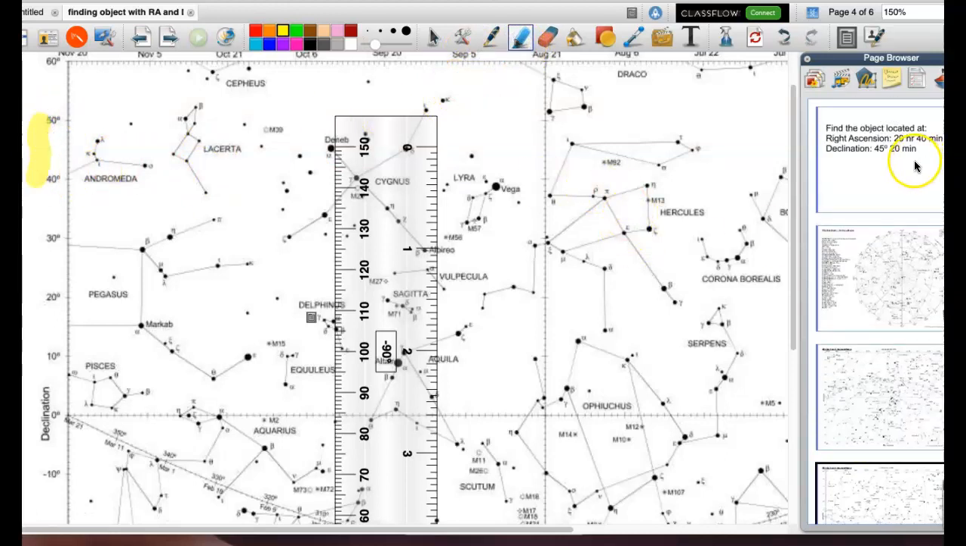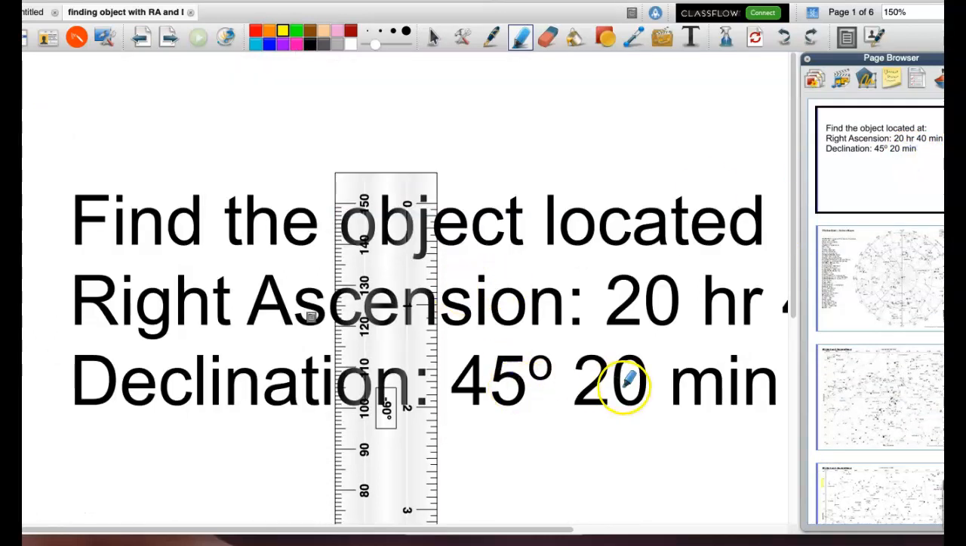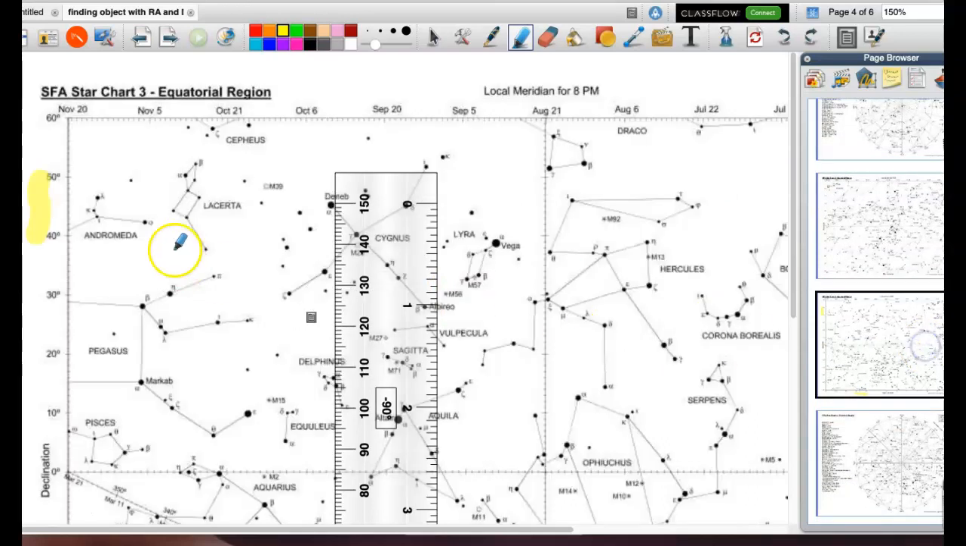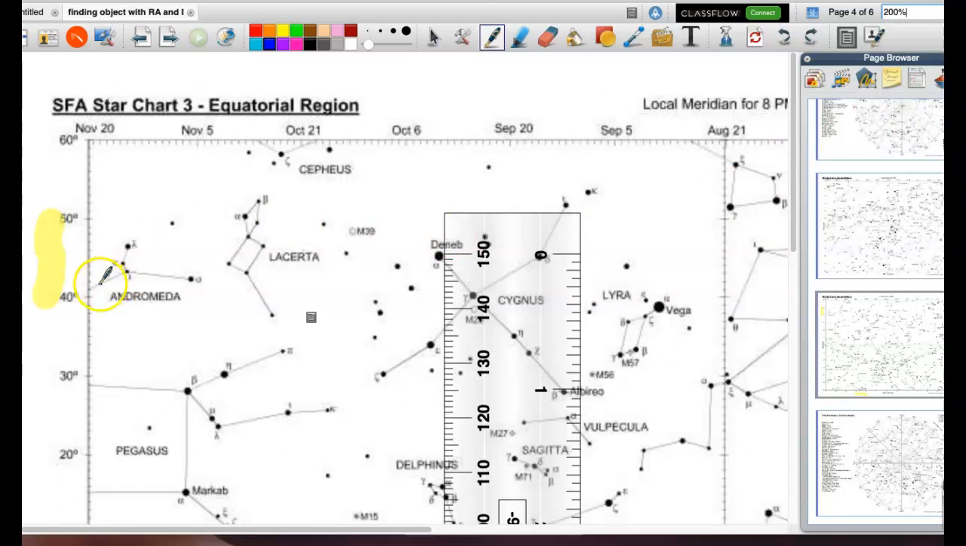Let's go double check this. 45 degrees, 20 minutes. So we need to get 45 degrees first. So we have 10 marks to go 10 degrees. That means each mark is worth 1 degree. So let's count them out. If I need 45 degrees, that means I need 5 more degrees. So I need 5 marks. So I've got 1, 2, 3, 4, 5. So there's my 45 degrees.